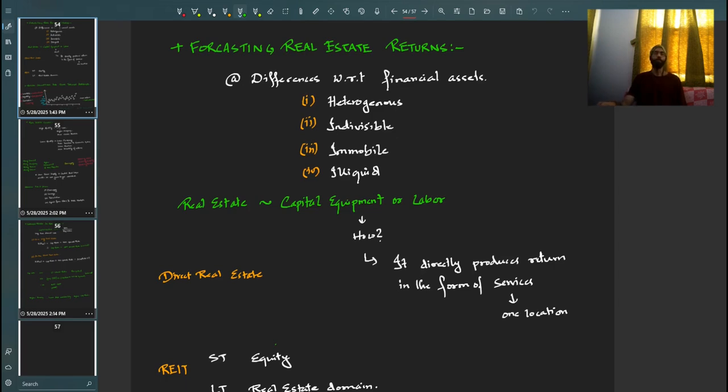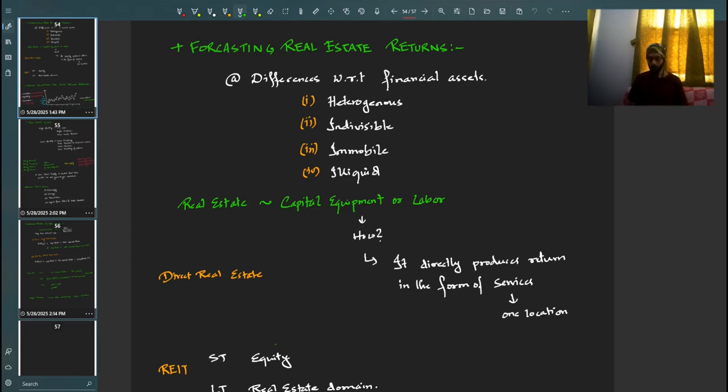Real estate and forecasting of real estate returns. So friends, till now we have discussed things like equity returns and bond returns, and what the metrics are and the ways in which we can predict their returns. Now we are going to discuss the real estate segment and try to understand the ways in which we can measure their expected or future returns.